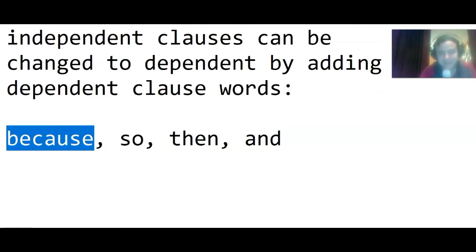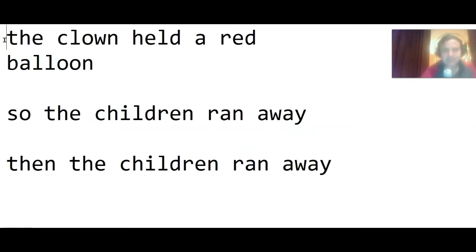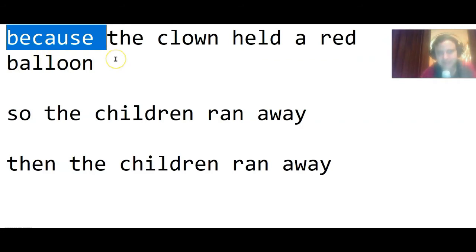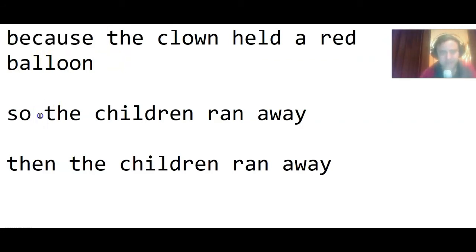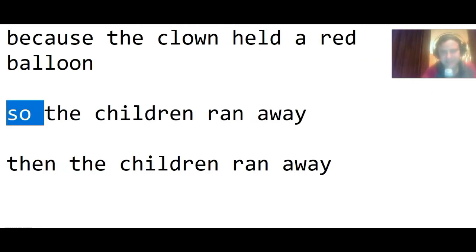Let me give you an example. If we take out the because, and we just make this, the clown held a red balloon, that is a standalone sentence. But by putting the because, we have now made it dependent. Same with the so. Take away the so, and we have the children ran away, which is independent. Add the so, it can now not exist without another clause to complete it.